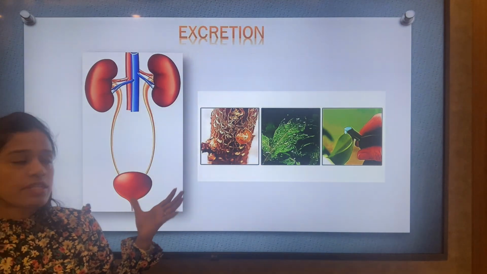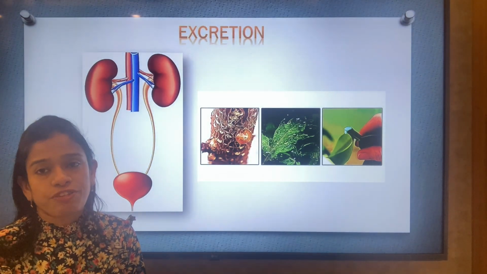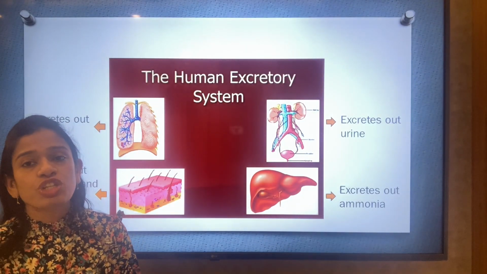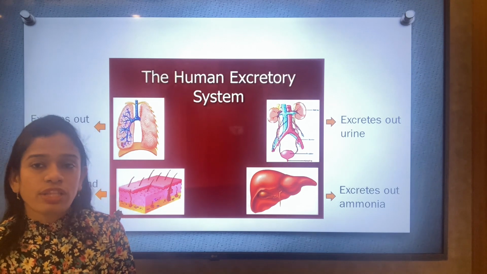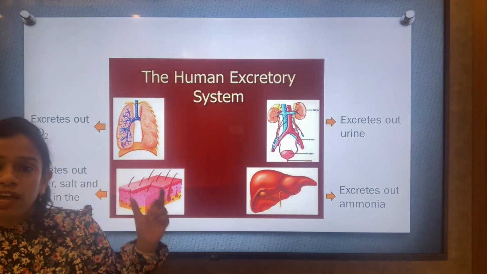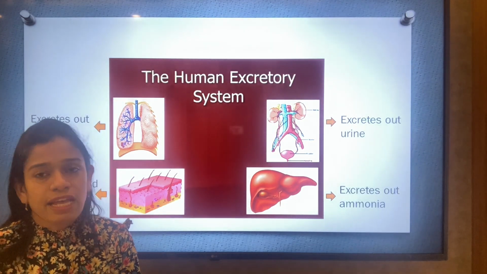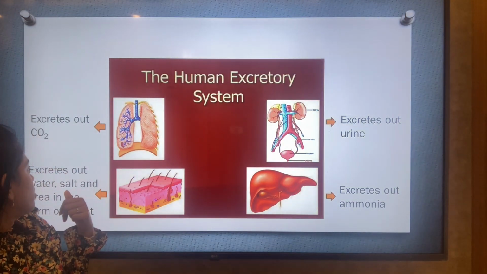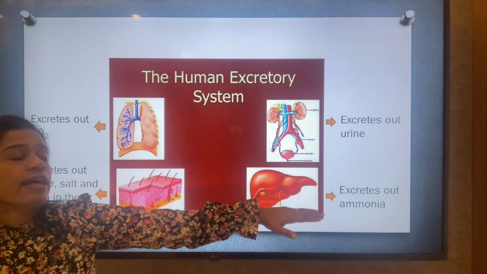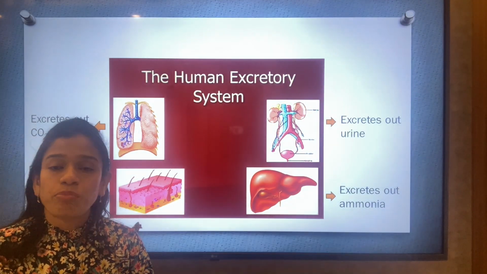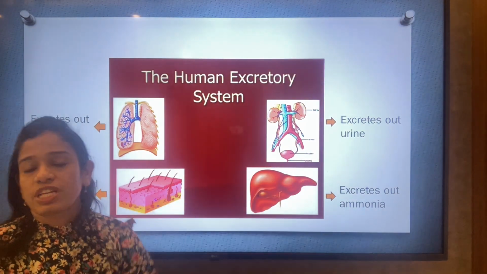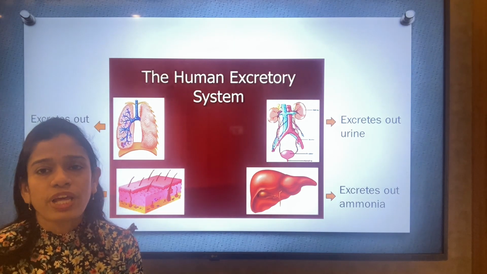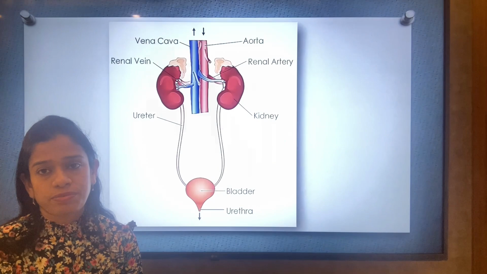Excretion in humans and excretion in plants take different formats. So how does excretion in humans take place? The excretion in humans not only involves the kidney or the excretory system, but also the lungs, which give out carbon dioxide as an excretory material, the skin, which gives out sweat in the form of water, salt and urea, and the liver, which gives out excess ammonia, and obviously urine, which is excreted by the excretory system. All this constitutes the excretory system of human beings.